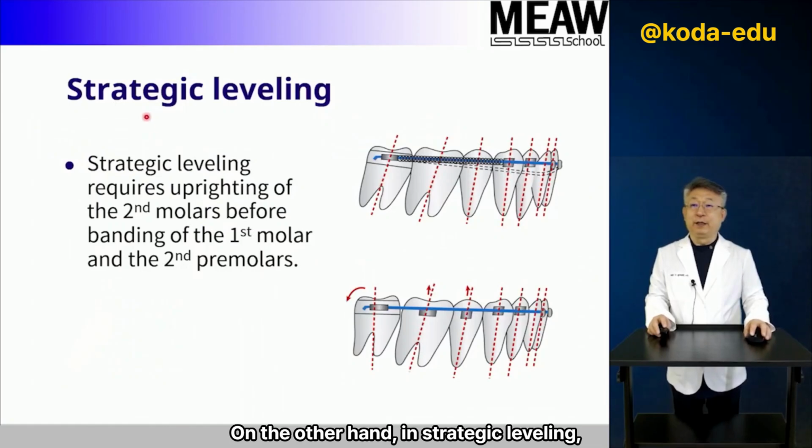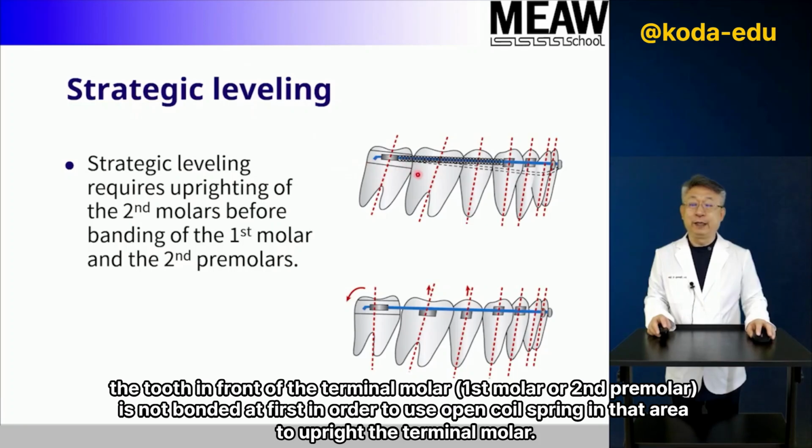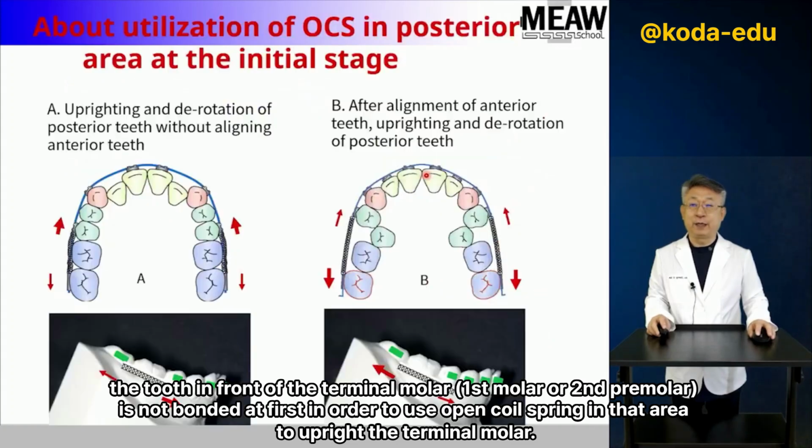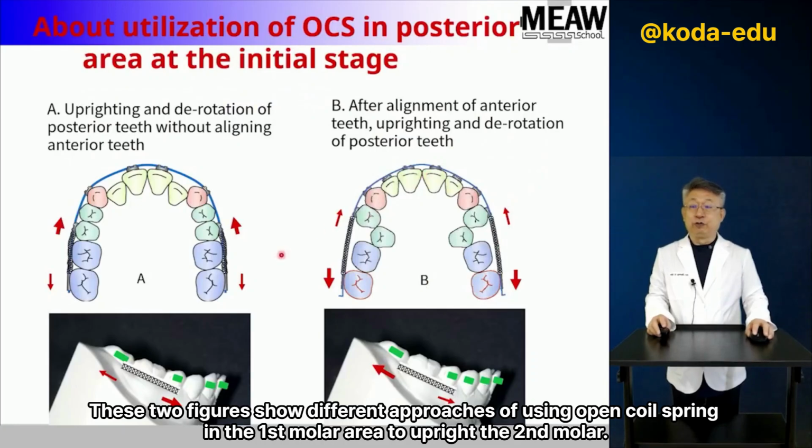On the other hand, in strategic leveling, the tooth in front of the terminal molar, first molar or second premolar, is not bonded at first in order to use open coil spring in that area to upright the terminal molar. These two figures show different approaches of using open coil spring in the first molar area to upright the second molar.